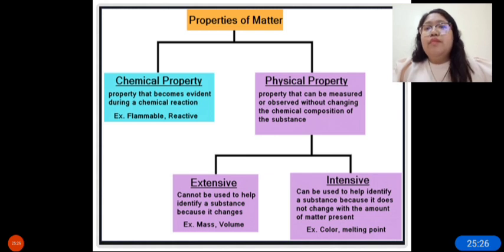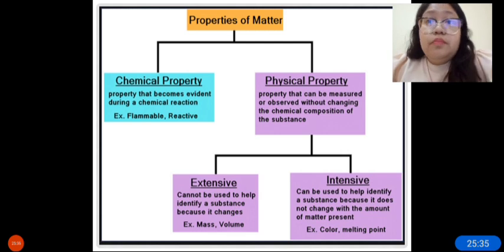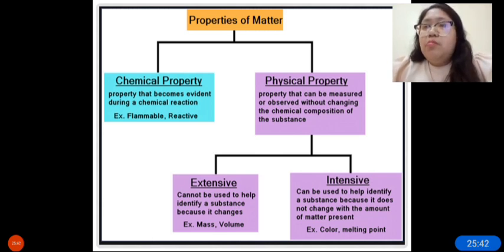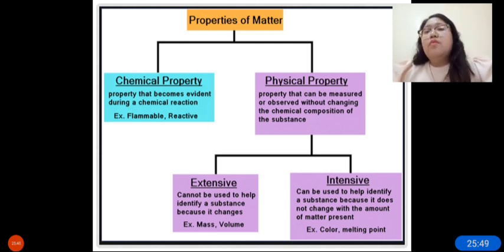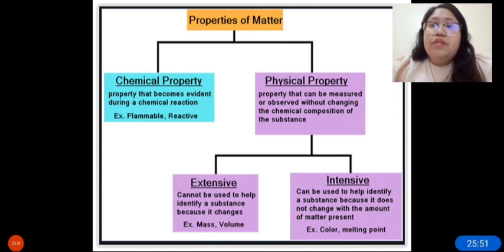Now I want you to look at this image. Properties of matter are actually divided into two main categories, the chemical properties and physical properties. These are just additional information. Again, when we say chemical property, it is a property that becomes evident during a chemical reaction, for example, flammable or reactive. But in the case of physical properties, it is a property that can be measured or observed without changing the chemical composition of the substance.